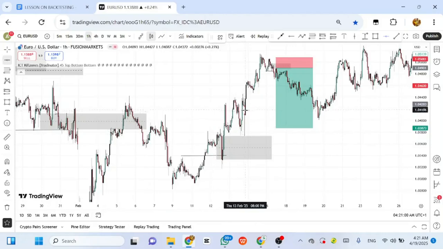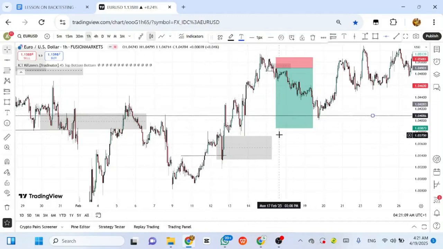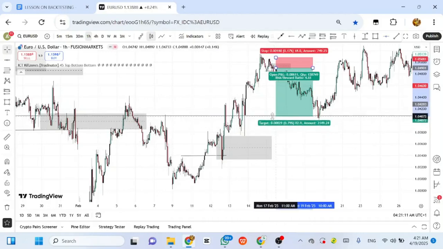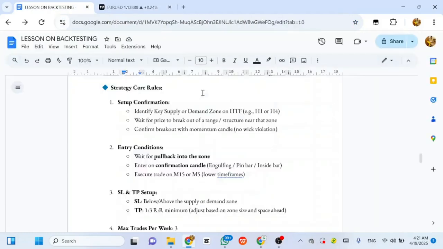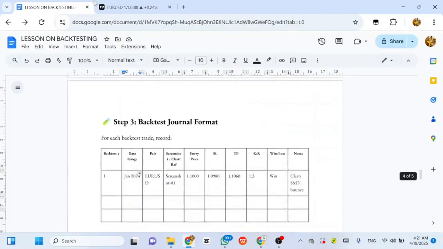So maybe this place is an order block. Maybe I mark this point, and maybe I put my TP at this point. So you see, this is a 4 arrow. Now this trade went well. This is 4 arrow, right? We still journal it. We journal all the results, right?